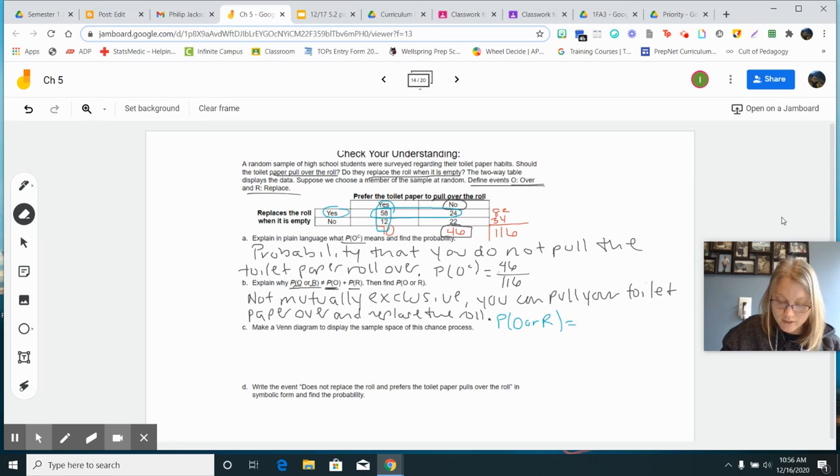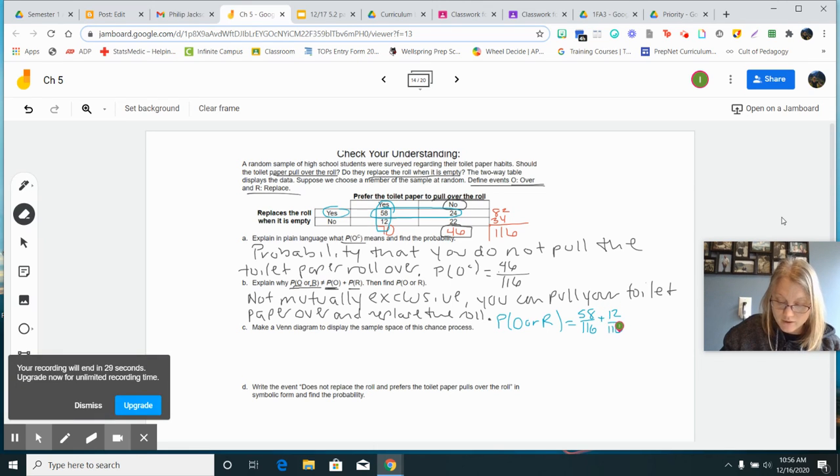So you can think of it this way. You can say, all right, well, I've got 58 out of 116 that do both. And then I have 12 out of the 116 that do just the pulling the roll over. And then I also have an additional 24 here that still replace the roll. So adding all those up will get us our final probability of people out of 116, and we haven't double counted anything.